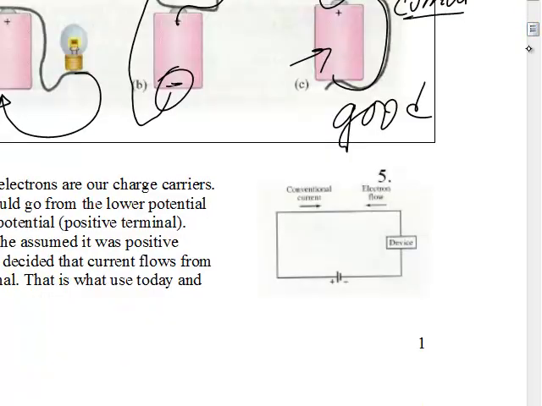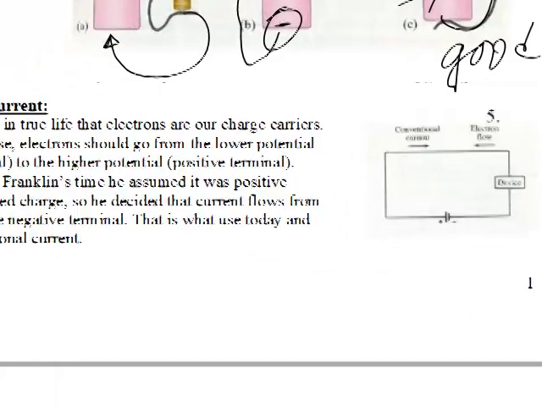We know in true life, or we should know, that electrons are our actual charge carriers. If this was the case, electrons should go from a lower potential, the negative terminal, to the higher potential, the positive terminal. However, Ben Franklin decided it was positive charges that carried the charge, so he decided that current flows from the positive to the negative terminal. This is what we use today, and we call this conventional current.